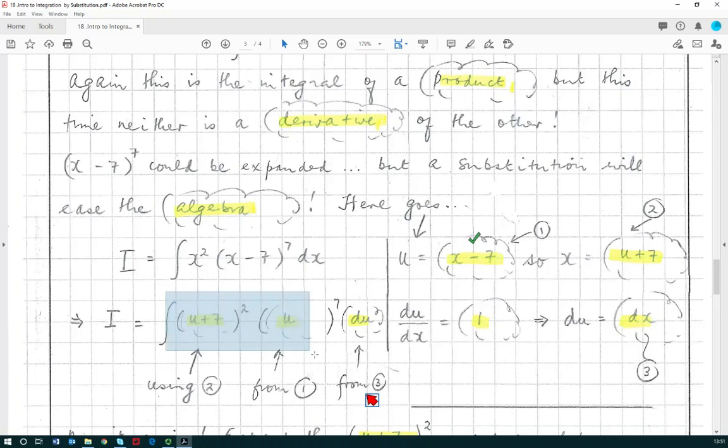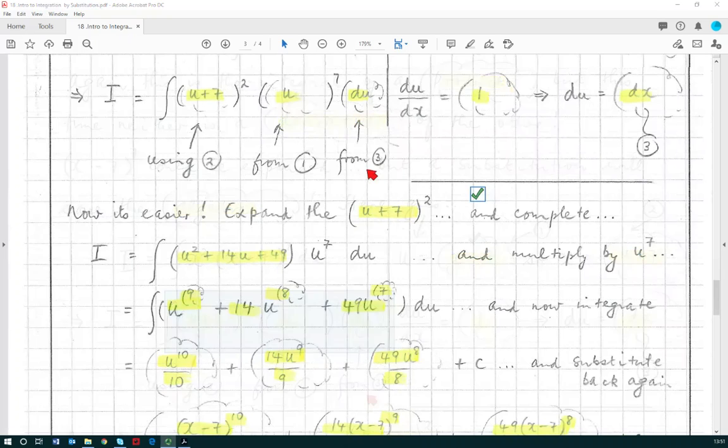Everybody make sure you're happy with that step, how the substitution has taken place. You should not see an x in sight there. All of them should be something with respect to u. All right, check it out.